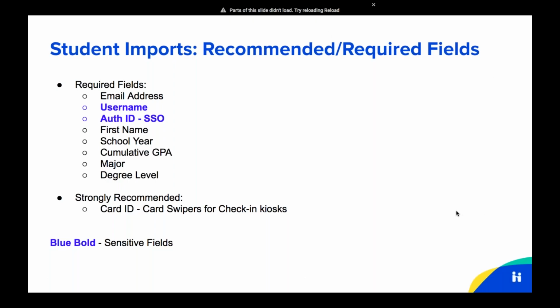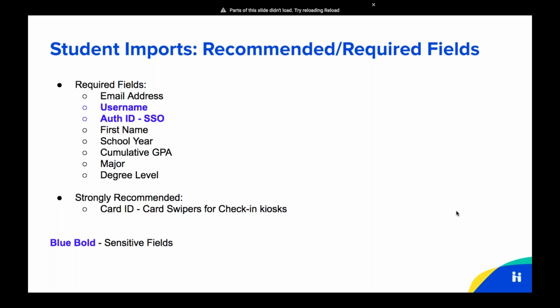Awesome. So we're in student imports, recommended required fields. All the required fields, we've updated this recently. The ones that we have now that are required are email address, username, auth identifier, which is used for single sign-on, first name, school year, cumulative GPA, major, and degree level or education level. So those are the required fields.